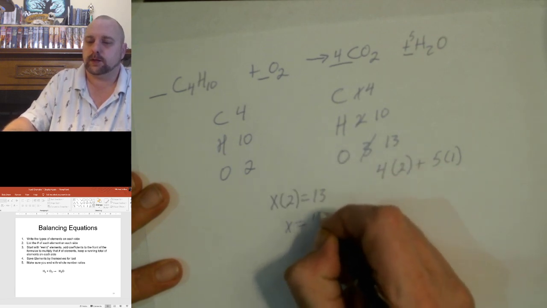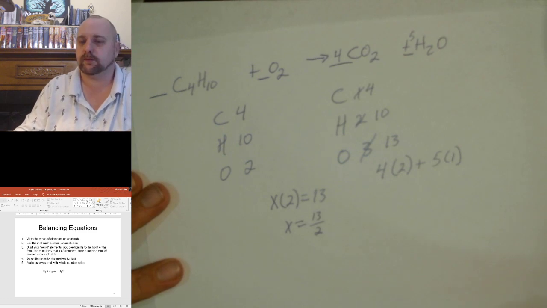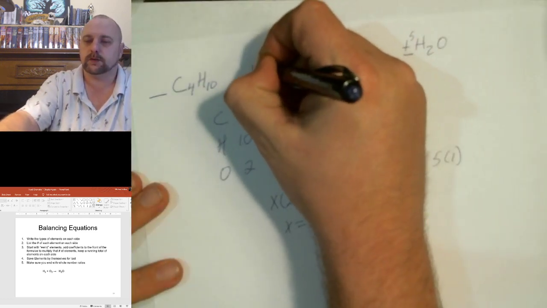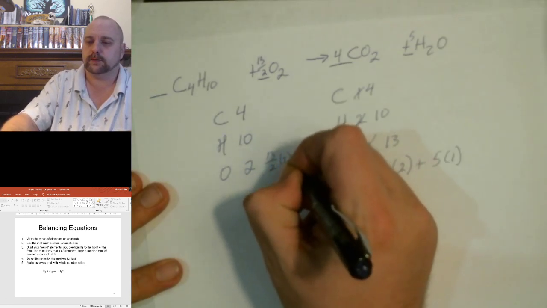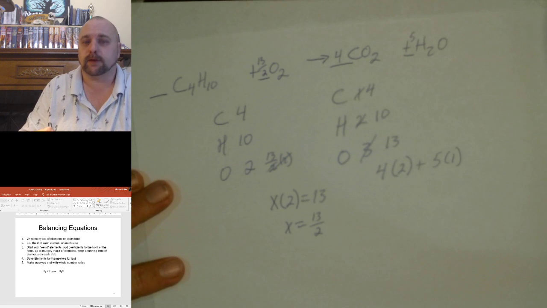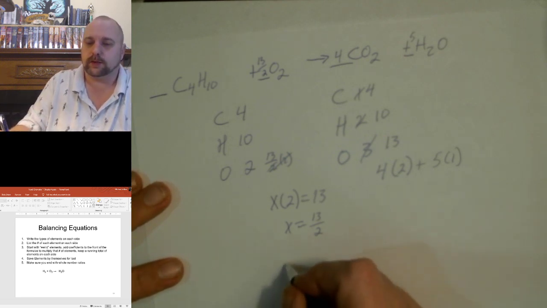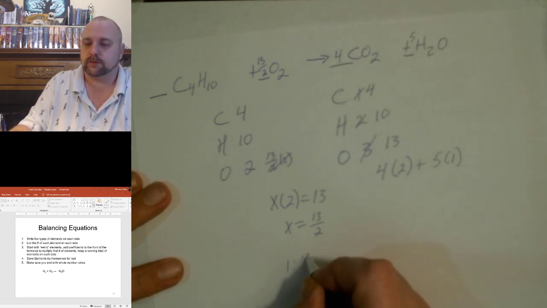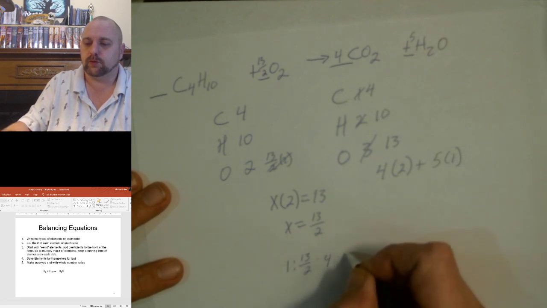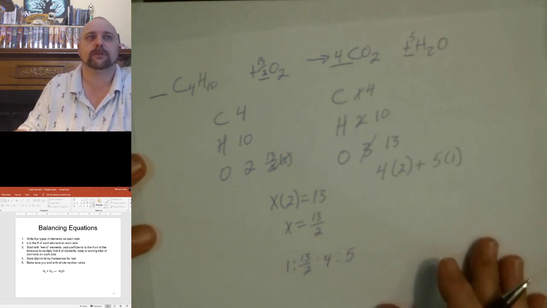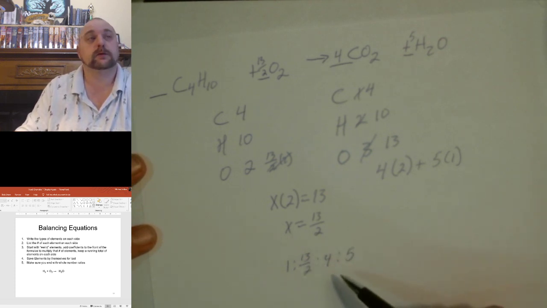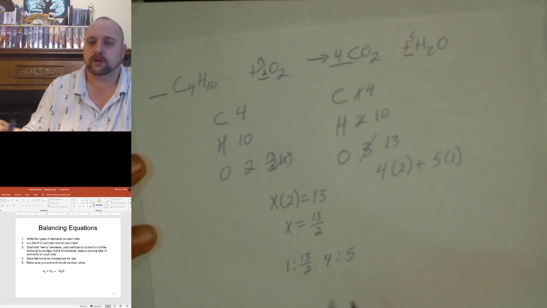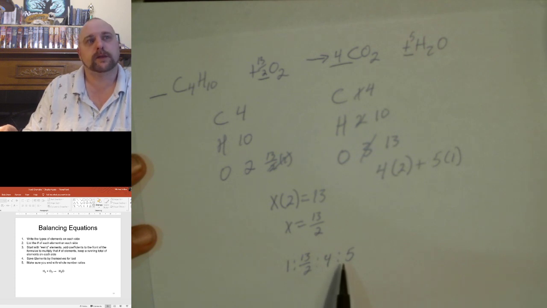And you'll notice when I do this, I keep it as a fraction. 13 halves. So that when I multiply 13 halves times 2, the 2's cancel out and I get my 13. So my ratio is 1 to 13 halves to 4 to 5. You are not allowed to end with a fraction, but we've got the ratio now. We just need to get rid of this fraction. To do that, we'll multiply all the coefficients by the same number.